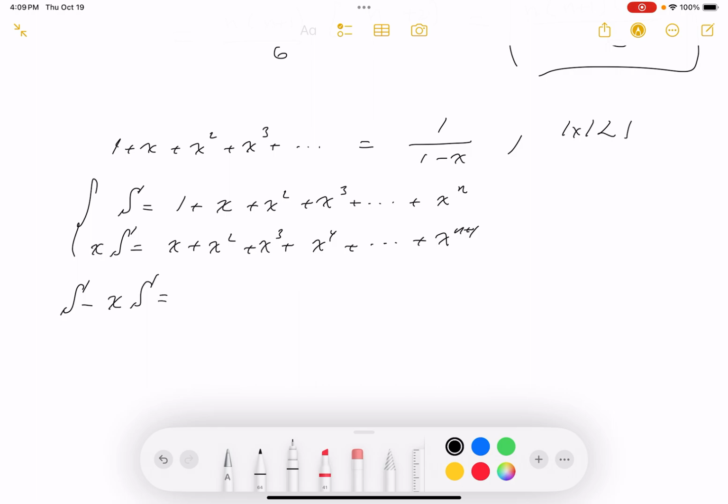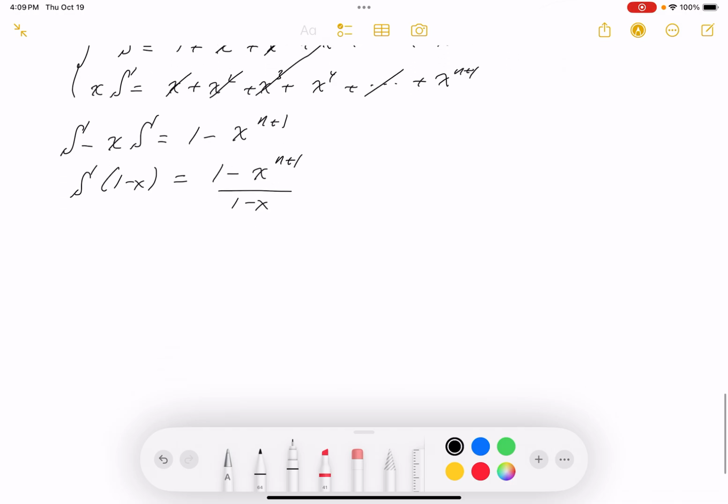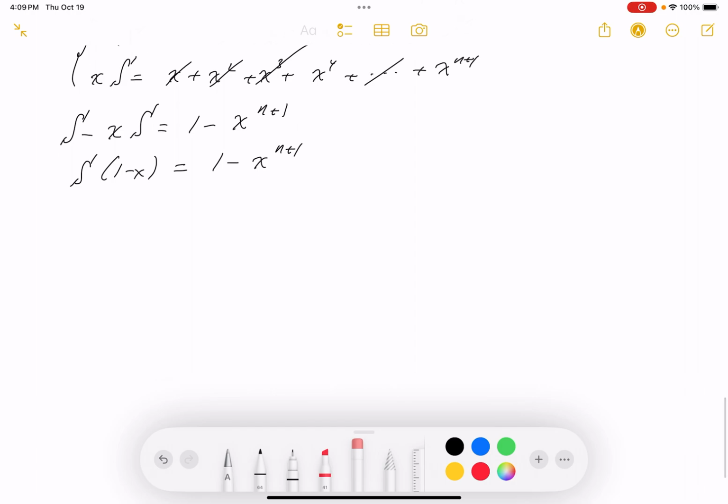You got s minus xs equals, well, looking at this, there's a large number of cancellations. What do you get? 1 minus x to the n plus 1. Then you factor out the s, and you get 1 minus x. And this is the finite sum, by the way. I'm sorry, I went too quickly there. I was thinking forward. Then I'll divide by 1 minus x. You get s equals 1 minus x to the n plus 1 over 1 minus x.